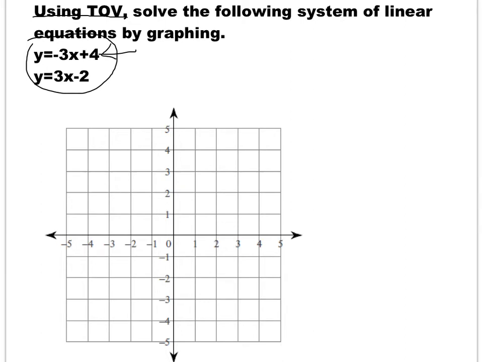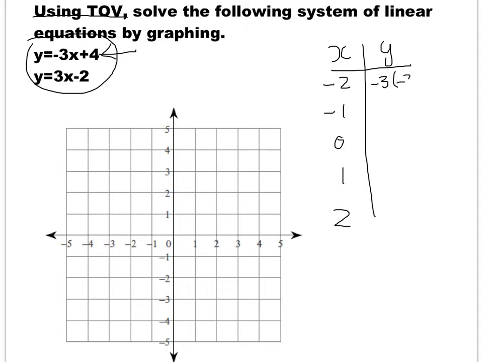As usual, I'm going to have a table of values like this one. x, y. I'm going to pick my 5 points to be negative 2, negative 1, 0, 1, and 2. For each one of these points, I'm going to evaluate the first equation for y. So for x equal to negative 2, I'm going to get negative 3 times negative 2 plus 4, which is going to give me 6 plus 4, which is going to be 10.